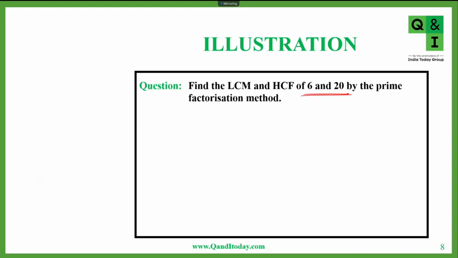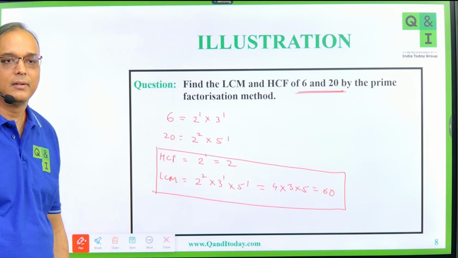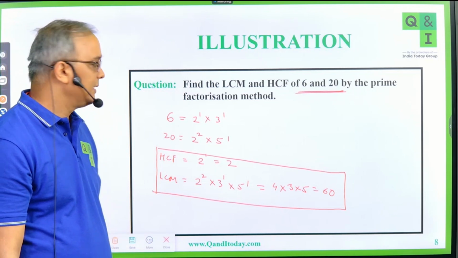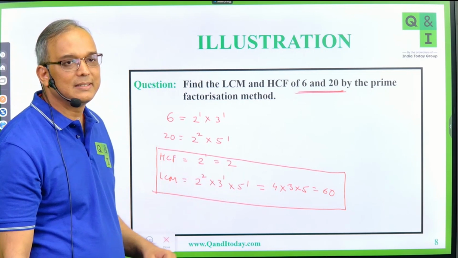Now, for LCM, what you do is take all the factors and their highest power. So factor 2 has highest power 2, 3 has a highest power of 1 and 5 has a highest power of 1. So this is 4 times 3 times 5, which is equal to 60. Okay. So we can see here, HCF is 2 and LCM is 60.